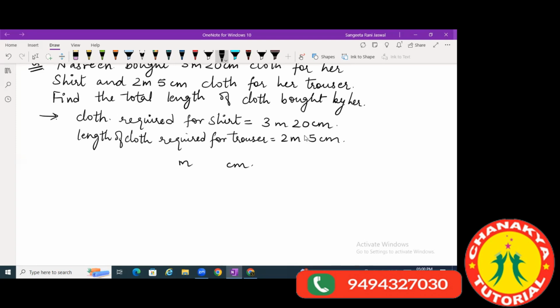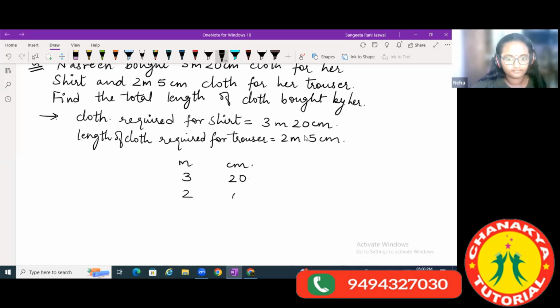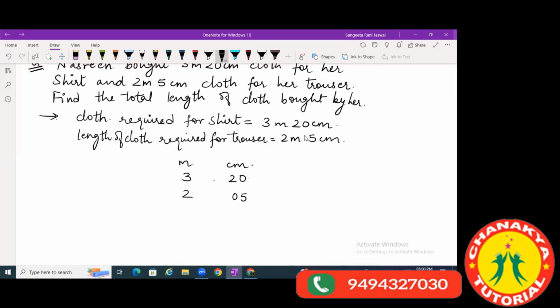One second, beta. Who wants to say the answer? Harshit, wait for some time. Okay, this is 3 meter, 20 centimeters, and 2 meter, 5 centimeters. So how will you write 5 centimeters here? Ma'am, 0.5. Okay, but for writing 0.5, we will put a decimal point here. Okay, understood?